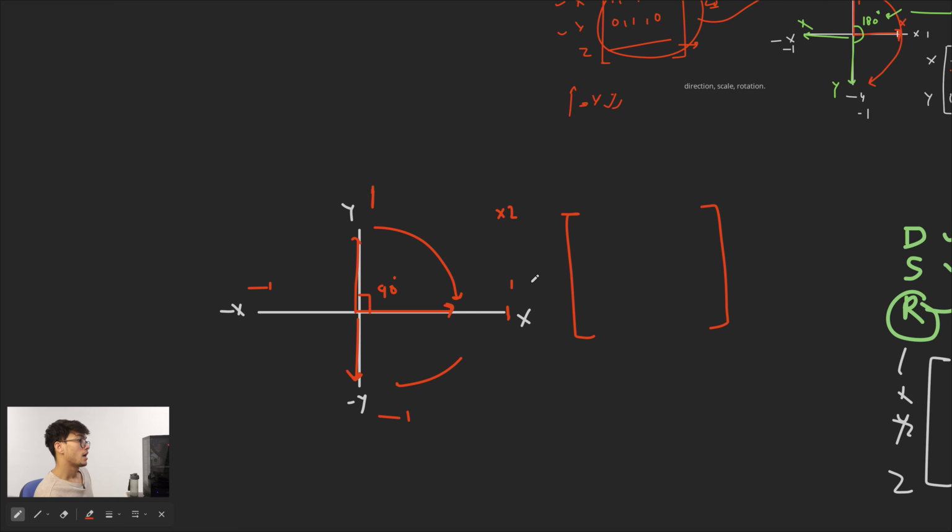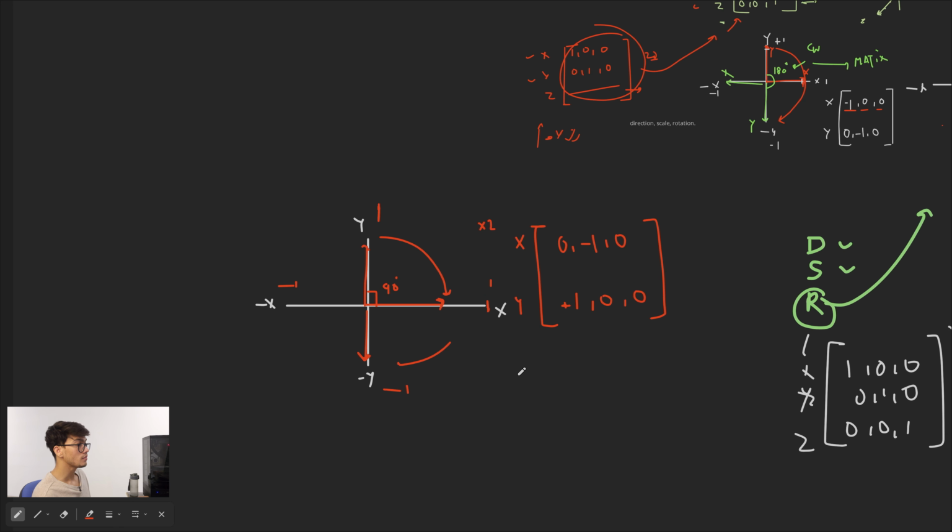And now y will face this. So this is x, this is y. Y will face positive 1, 0 and 0, x will face 0 in x and minus 1 in y and 0, right? And I scaled it by 2 times.